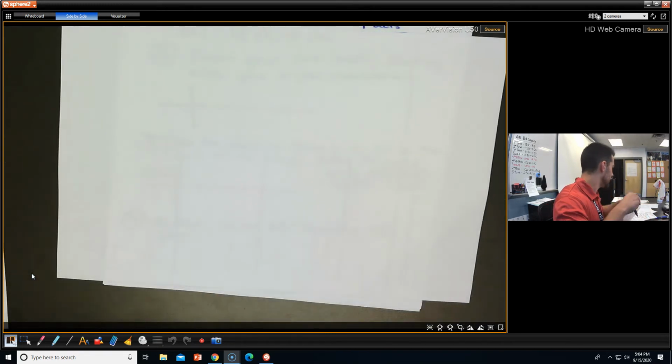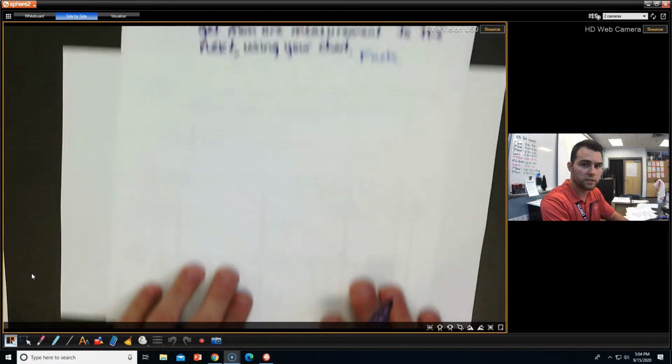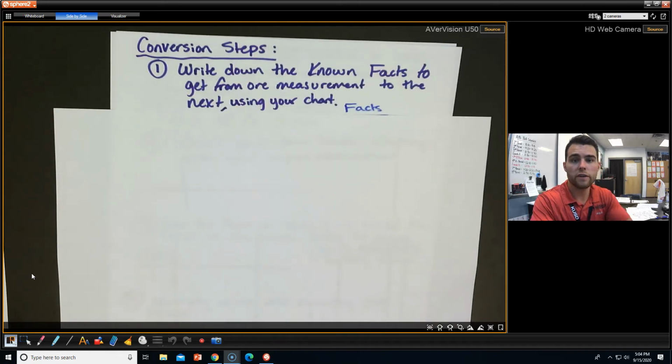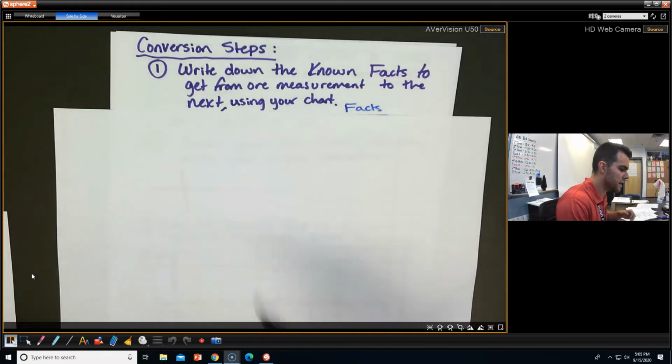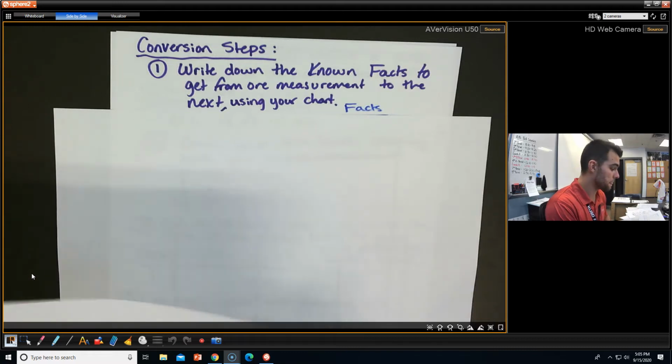I'm going to give you guys steps for conversion, okay? We're still converting 12 feet to centimeters, but we're going to go step by step with this problem. I'll show you another example without the steps, okay, to see the process. I'm going to have you guys try one, right? So the first thing we got to do is write down the known facts to get from one measurement to the next using the chart, okay?